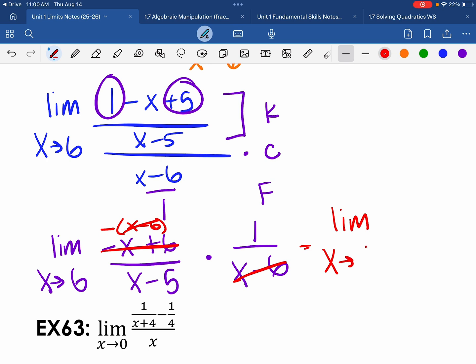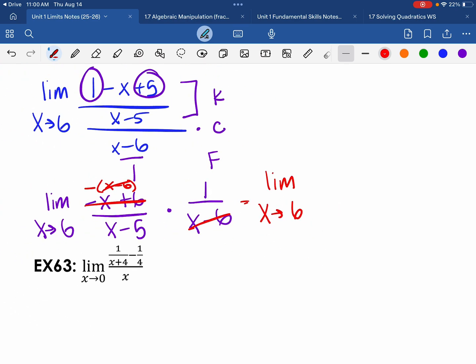So now I have the limit as x approaches 6. Hold on, I'm going to do it here in a second. I can't remember what I was saying right here. Yes, that's what I was saying. Okay, so we're going to, this is where it's, yep. Wait for it. Haha. Here we go.